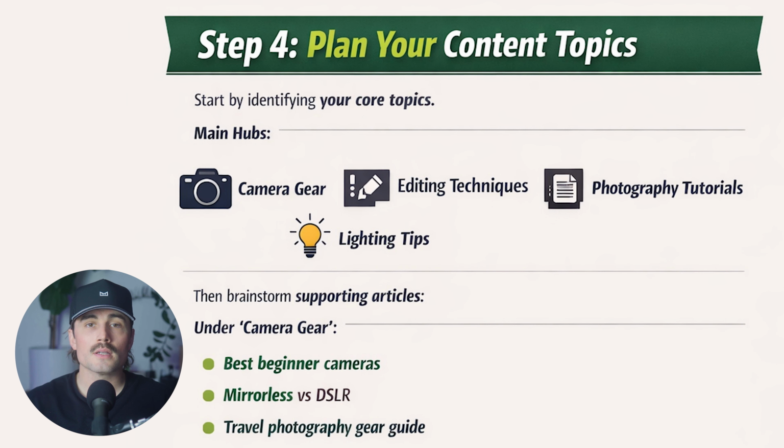Step 4, plan your content topics. Before publishing a lot of content, it helps to plan your hub structure. Start by identifying your core topics. These should be broad areas where you want your website to build authority. For example, if your site focuses on photography, your main hubs might be camera gear, editing techniques, photography tutorials, lighting tips. Then brainstorm the supporting articles that belong under each topic. For example, under camera gear, you might write posts like best beginner cameras, mirrorless versus DSLR, best lenses for portraits, travel photography gear guide. Each supporting article should connect back to the main topic. This structured approach helps both readers and search engines understand how your content fits together.